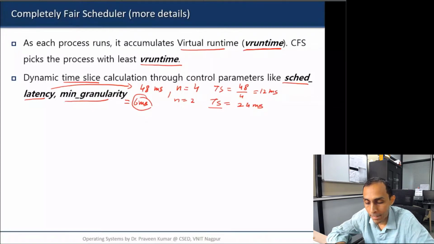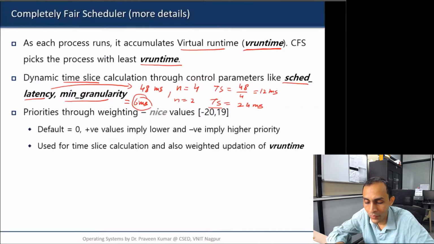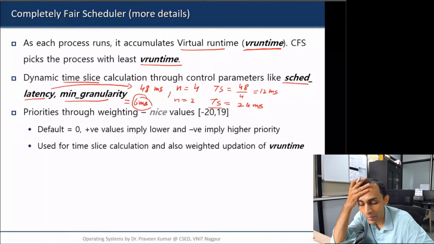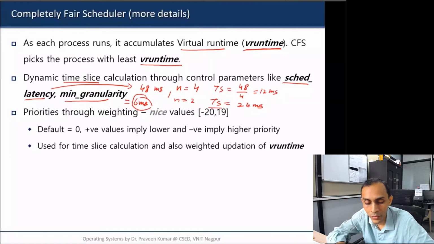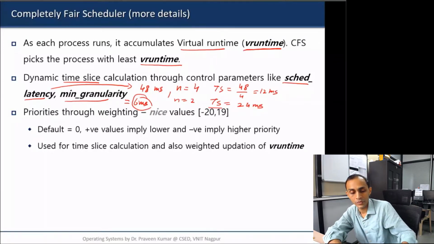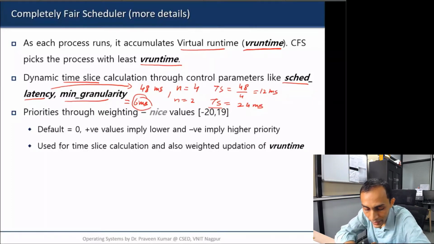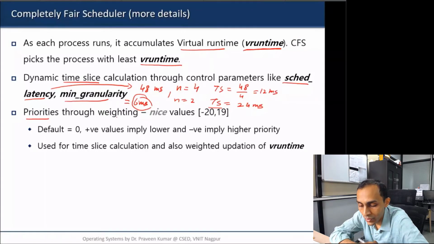Normally these are all multiples of your default system timer. The system timer may be programmed at, let us say, 1 millisecond or 2 milliseconds. All these values will be multiples of that, because the scheduler can only spring into action when there is a hardware interrupt. So it has to be a multiple of those. And priorities are adjusted through some kind of weighting mechanism. There are some values you can give to each process. In this scheduler, the term used is called nice value.